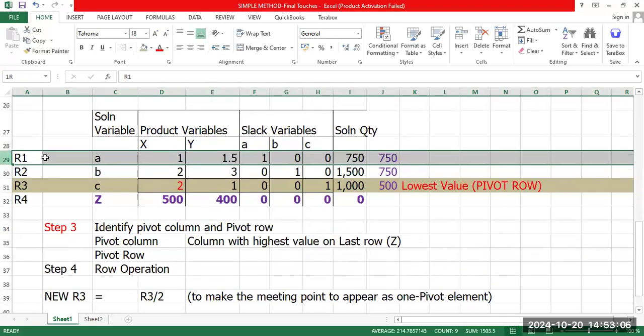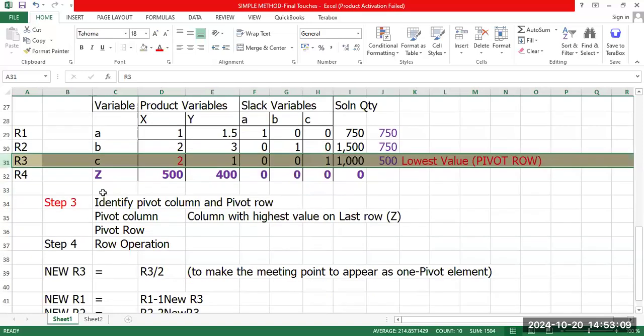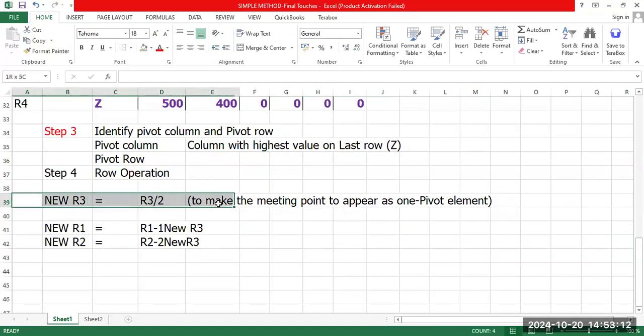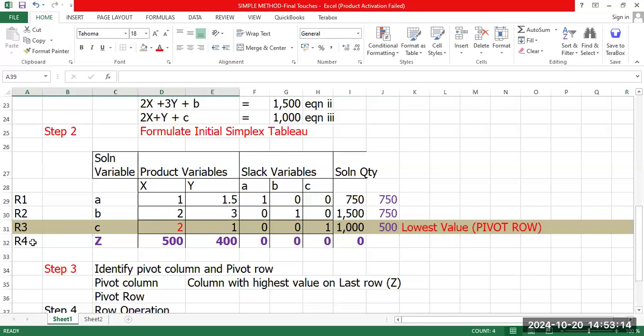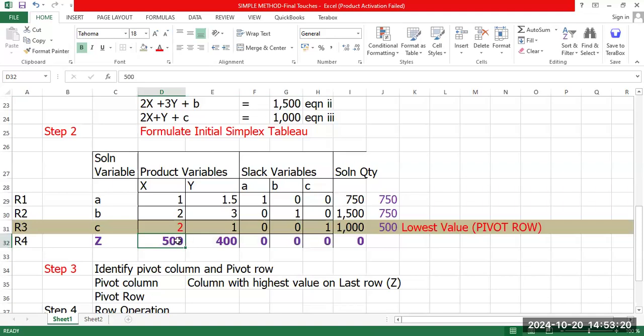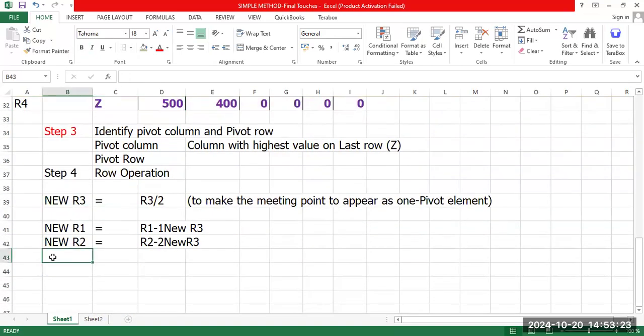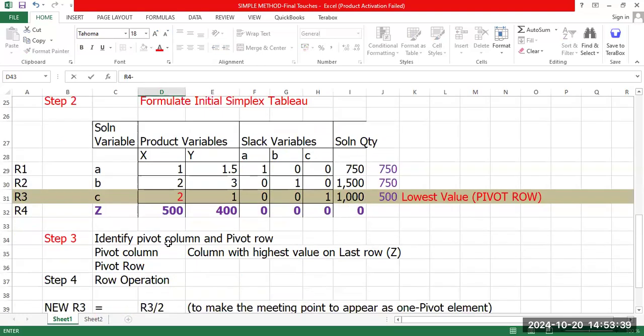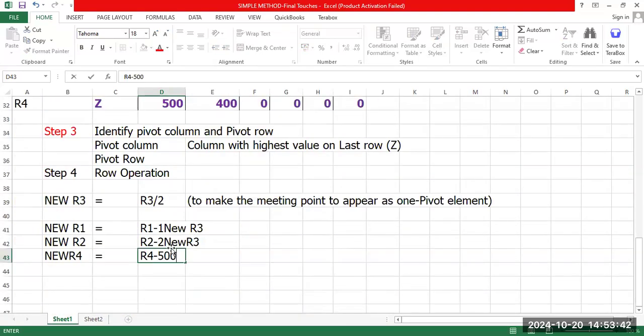Now you are done with row 1, row 2. Already you have new row 3. You don't need to again develop a formula. Already we have a new row 3. So it means that we can go to the next row, which is row 4. You want to make sure that this value appear as 0. So you will say new row 4 will be equal to the row you want to change, row 4, minus the value you want to change, which is what? 500. Then times new row 3.